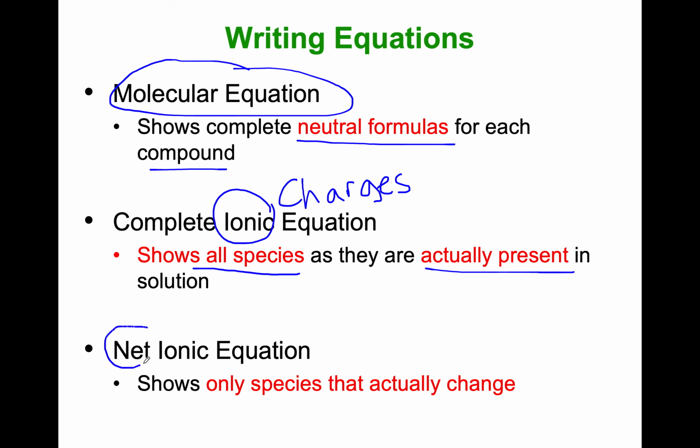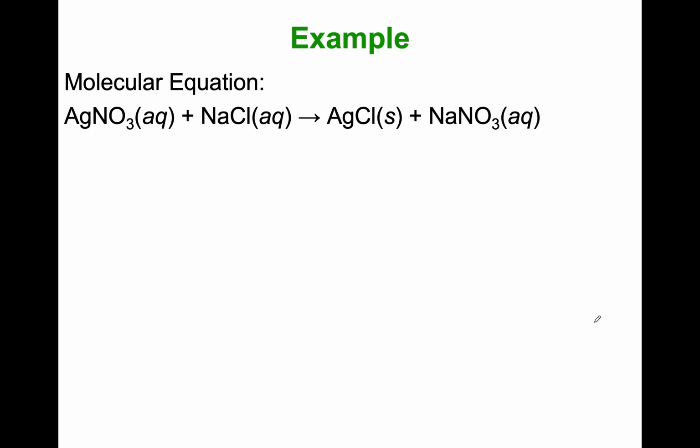And then this net is we just care about what's actually happening. What's actually being changed? Where's the action at? Where's the chemistry at? That's what we care about. So I'll give an example of this. If we take a look here, silver nitrate, sodium chloride, silver chloride, sodium nitrate. So this, actually, you could all predict now.